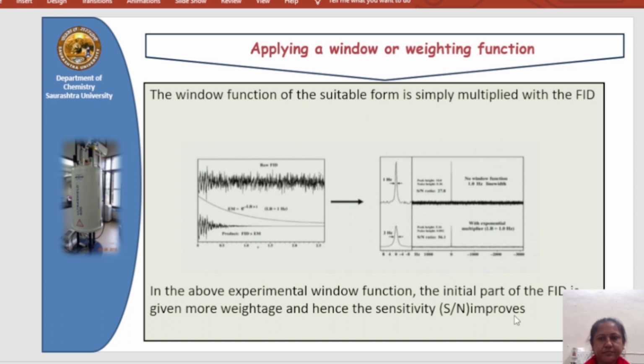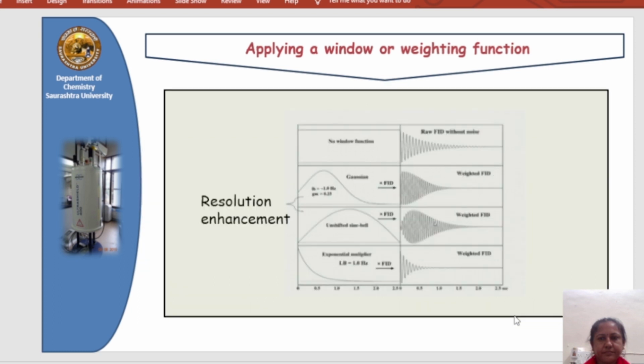It is nothing but we can say amplified the signals related to that thing. Next, it is how the resolution will be enhanced by increasing the FID length. By increasing the FID length, we can increase the resolution.